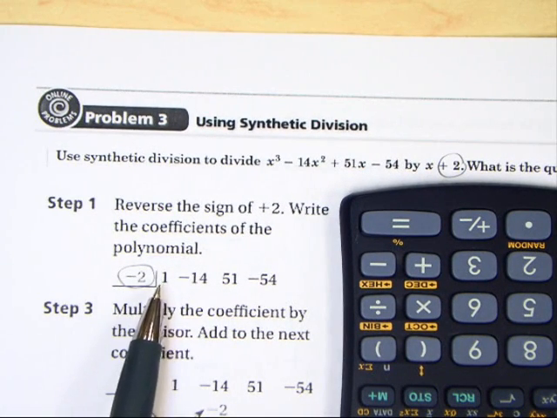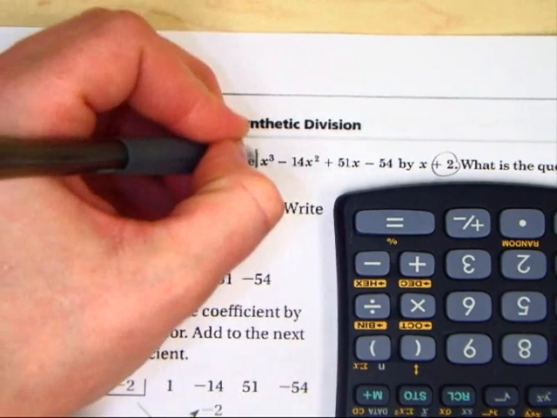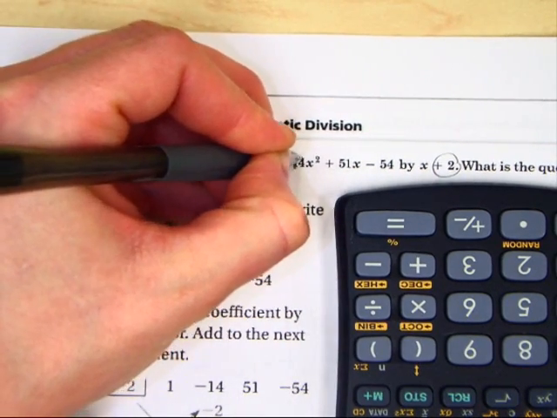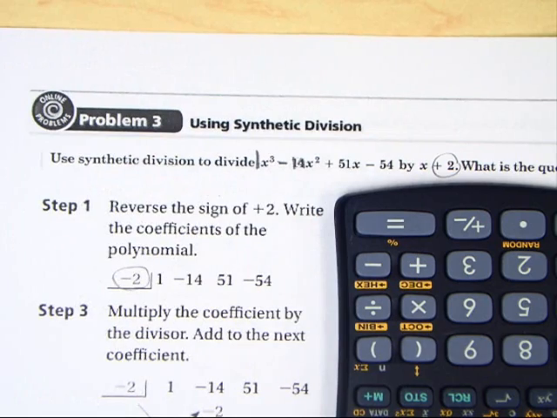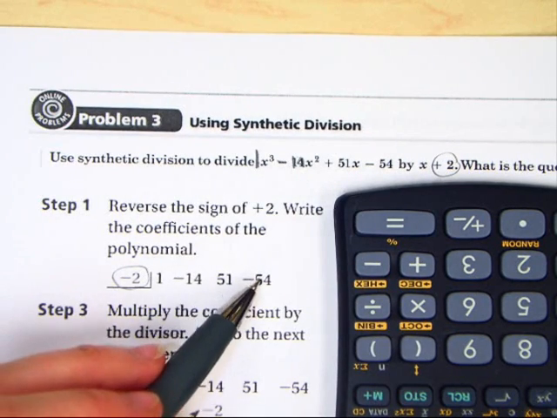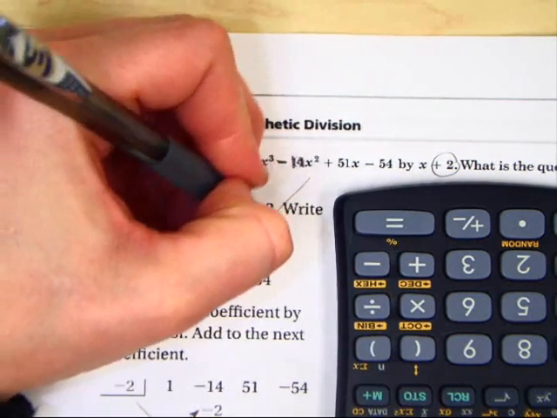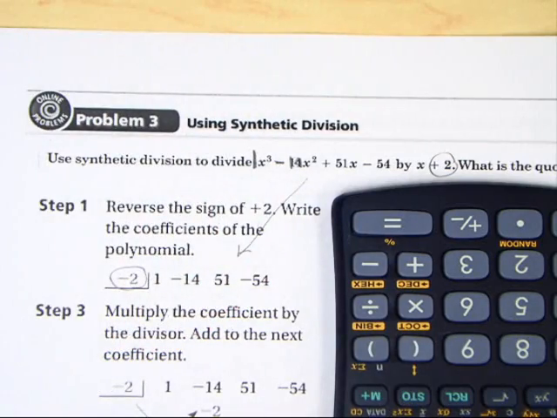And then they put the coefficients of the polynomial. So they put down 1. They put down 14. You see where those are coming from? They put down 51. They put down negative 54. And that came from there.